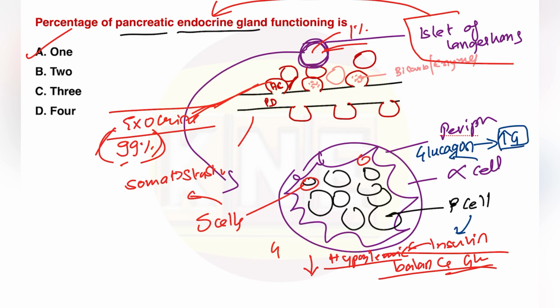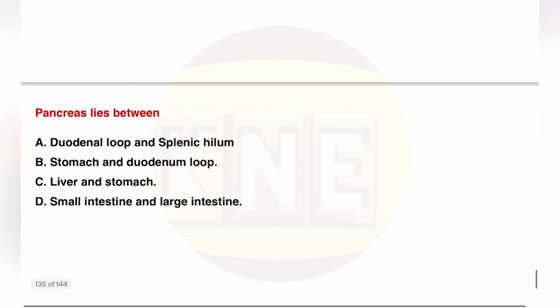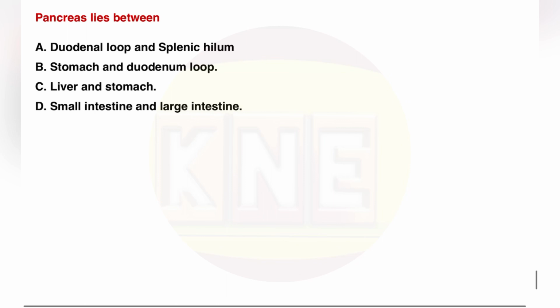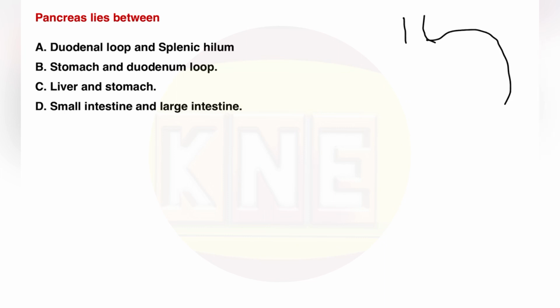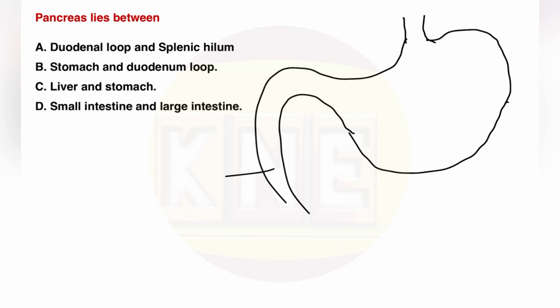You understood this one? Okay, we will move on to the next question. The second question asks where the pancreas lies between. So this one is the esophagus, and this one is the stomach, and here we have the duodenum.